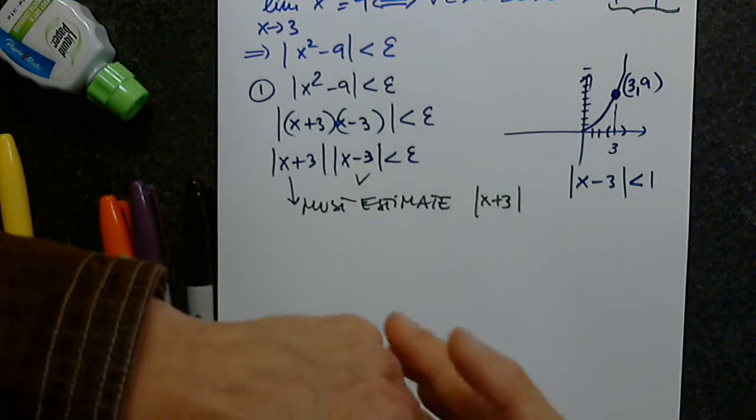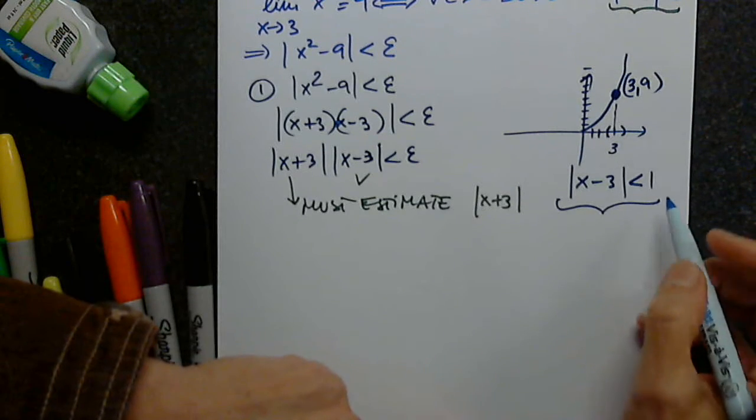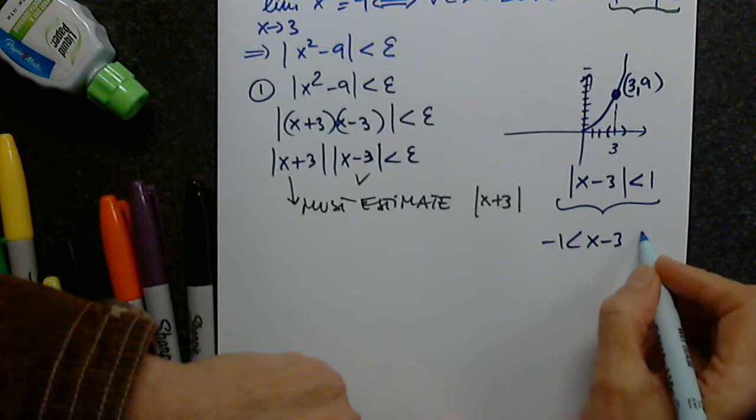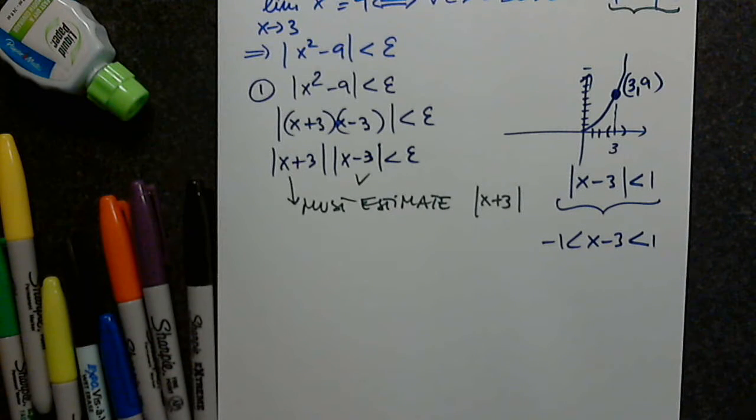From here, I have to change this into minus 1 less than x minus 3 less than 1, which is the way we solve such an absolute value inequality. I don't know how to solve this, so I have to change it into this. One more time.